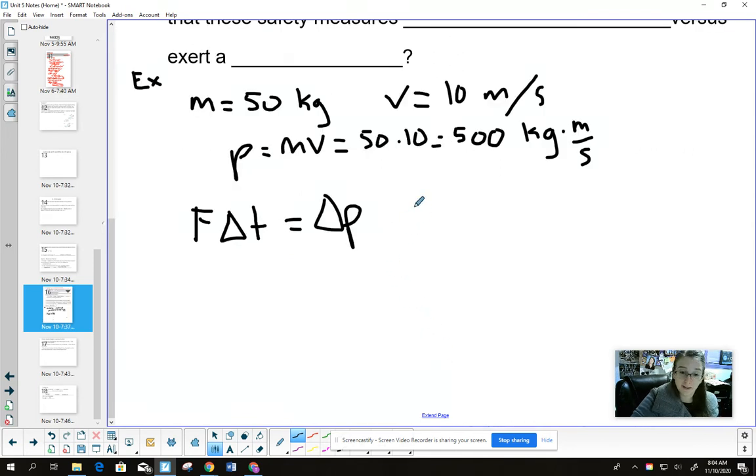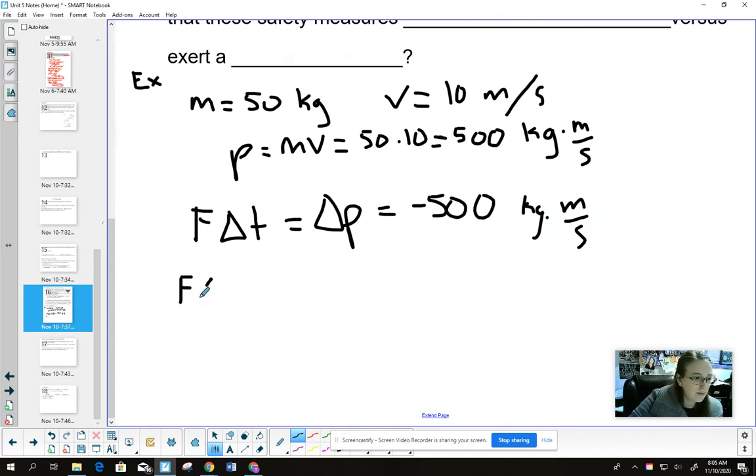Say that you jump off a building and you are going to lose all of your momentum, right? If you start with 500 and you come to a stop, that means your change in momentum was all of your momentum. So let's say that your change was negative 500. You have come to a stop. This is your initial momentum. If your final momentum is 0, that's a change of negative 500. So here's what we have. The impulse, force times the change in time, equals negative 500. This is your change in momentum.